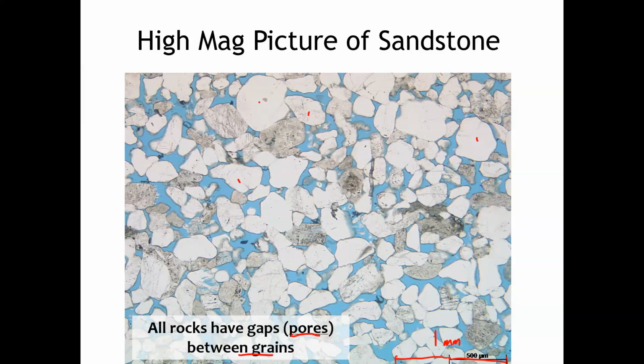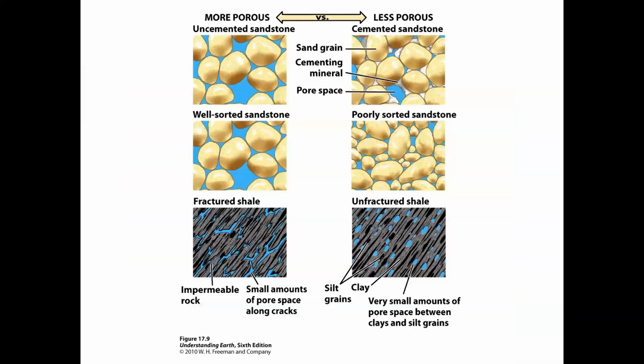If it's in the zone of aeration, it's going to be filled with air and water. But if it's in the zone of saturation under the water table, those pore spaces are going to be filled with a lot of water in the case of this particular sandstone. We can talk about the porosity, P-O-R-O-S-I-T-Y, excuse me, as being the amount of pore spaces in a rock.